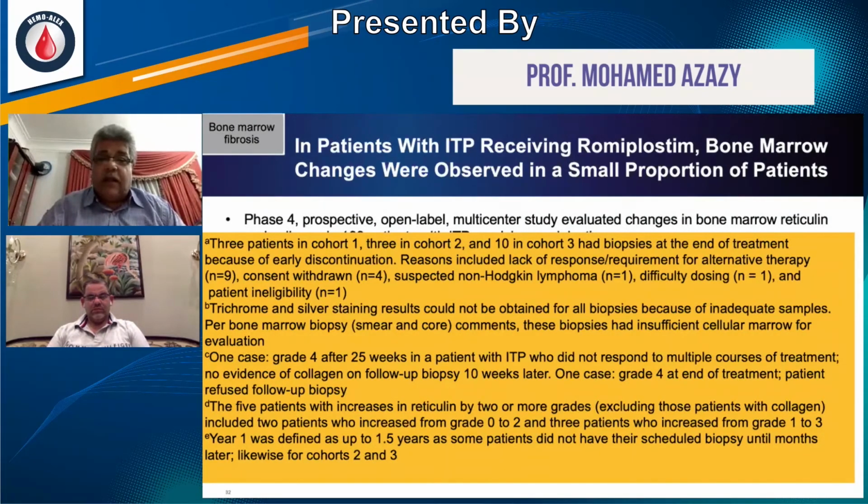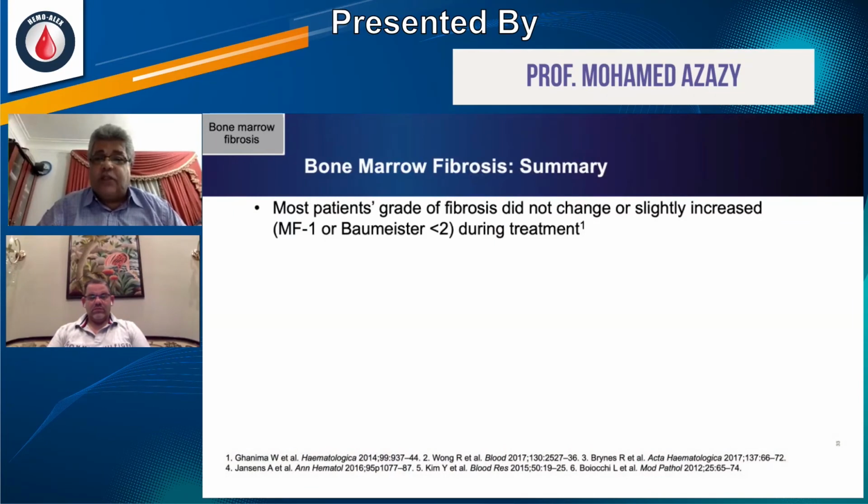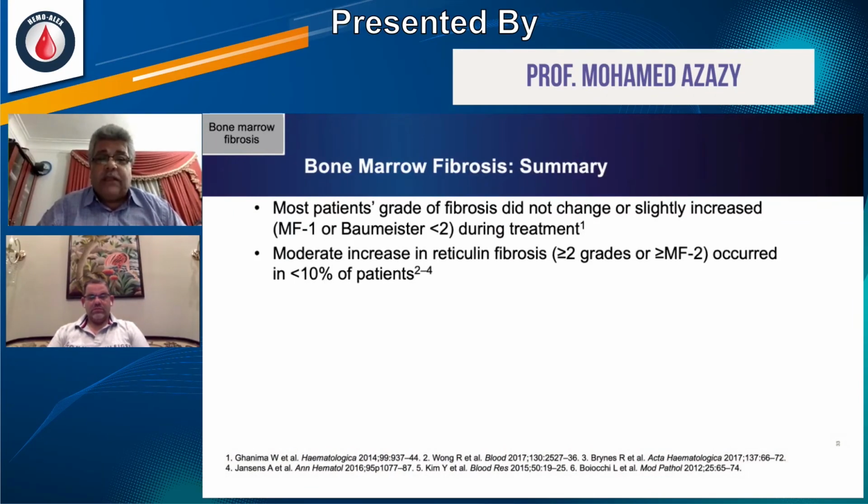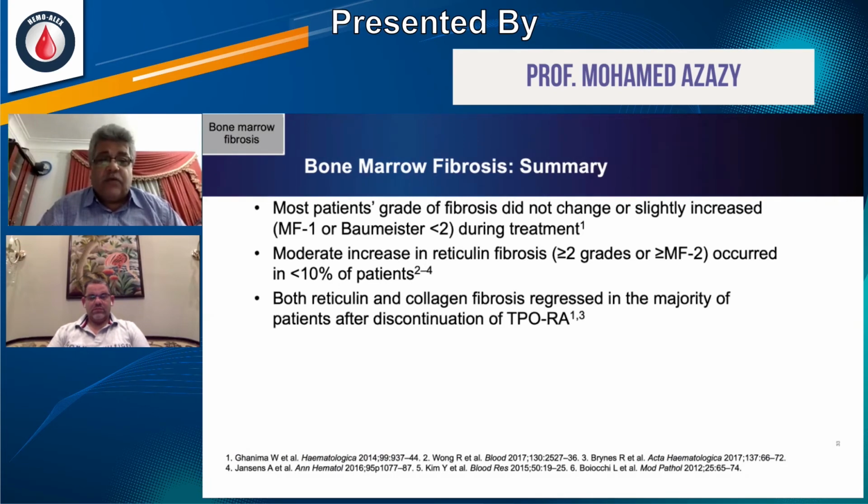But what is alarming is that one of the patients that was thought to have fibrosis of the bone marrow due to the drug did develop a non-Hodgkin lymphoma, and this was responsible for the changes in the bone marrow of that patient. So, to summarize bone marrow fibrosis, in most patients the grade of fibrosis did not change or slightly increased during treatment. Moderate increase in reticulin fibrosis occurred in less than 10% of the patients.